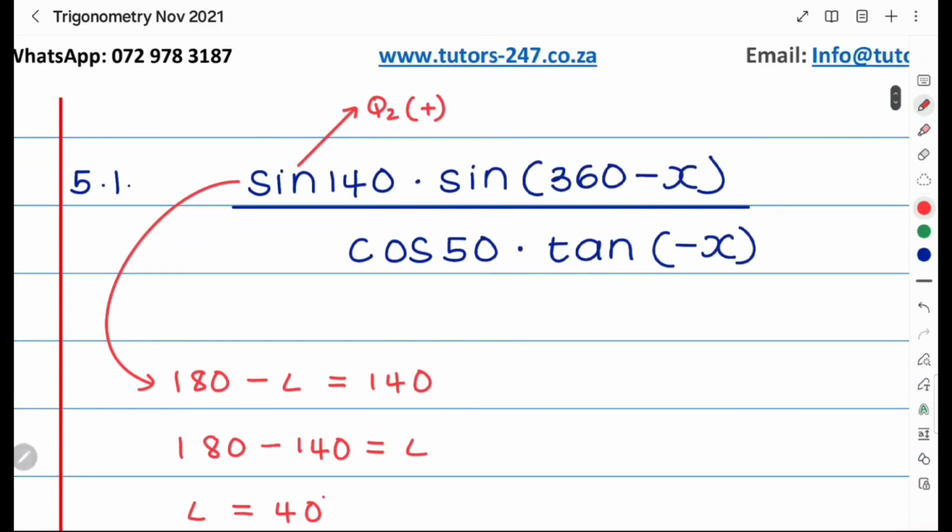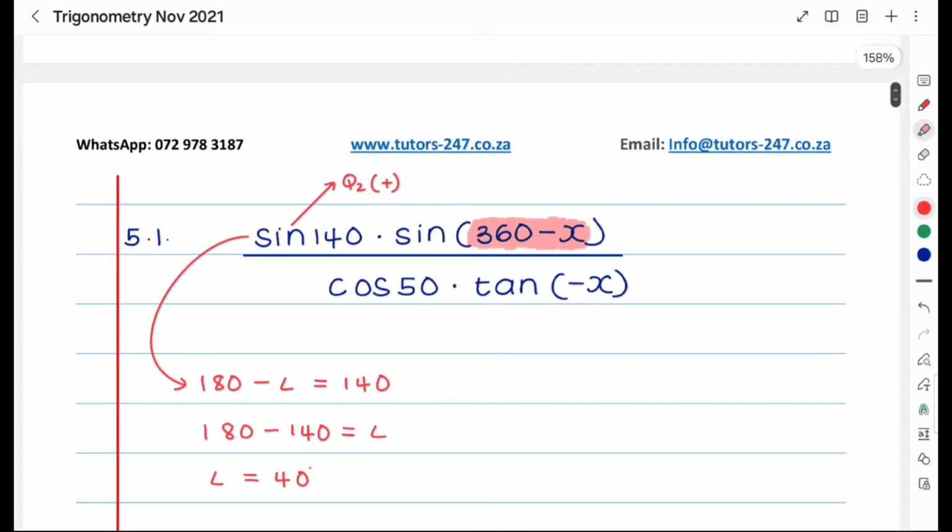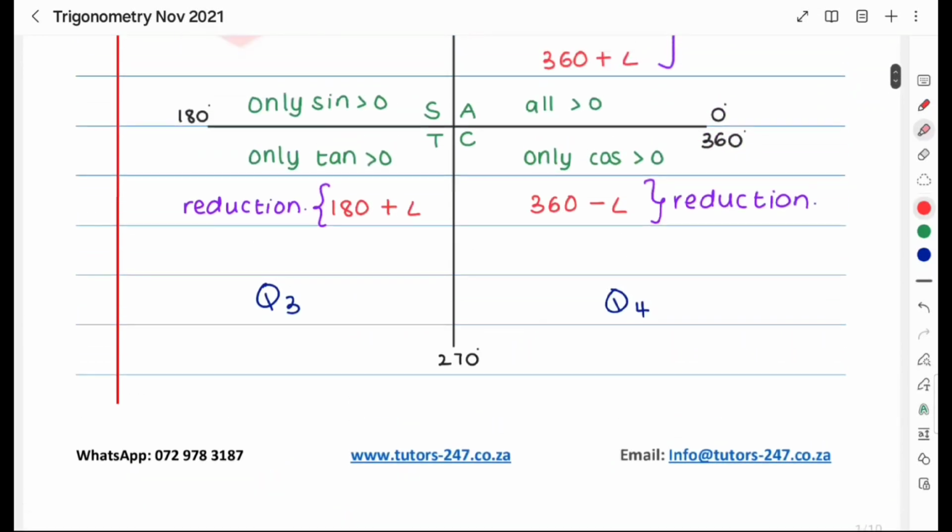So we have sine of 360 minus x. Now, this is slightly different to the previous one. Previously, we had an angle. Now, we are given a reduction formula. So this is much easier than being given an angle. When you are given the reduction formula, all you need to do is match that reduction formula, which is 360 minus x, to the reduction formula in the CAST diagram. So let us go to the CAST diagram and have a look.